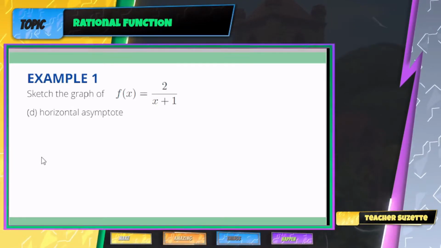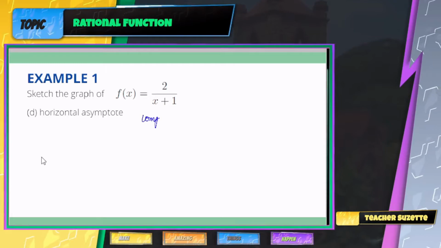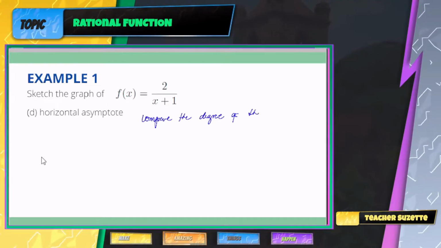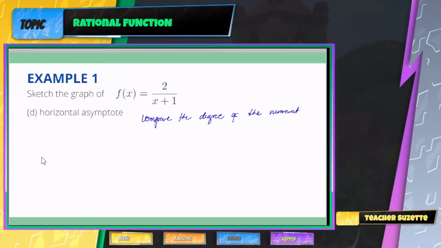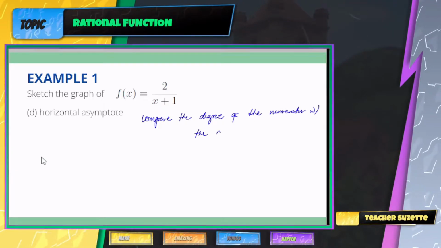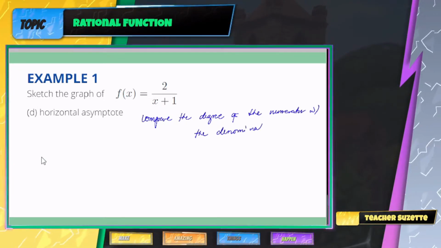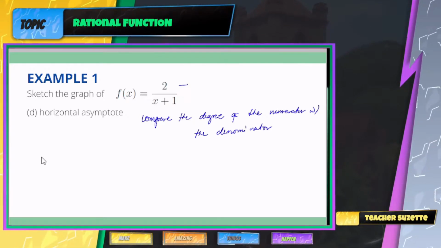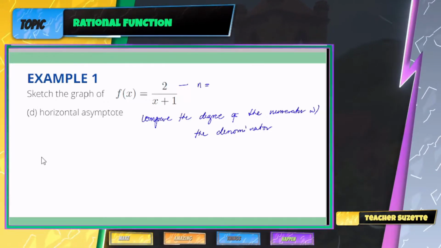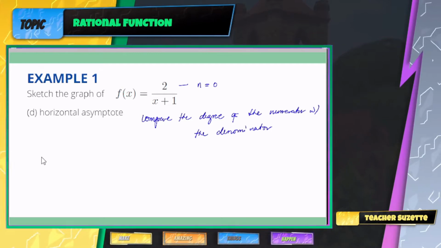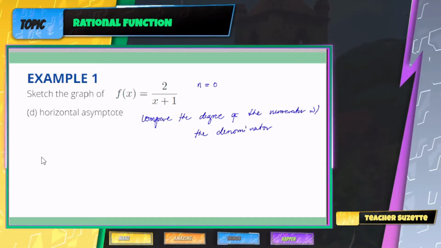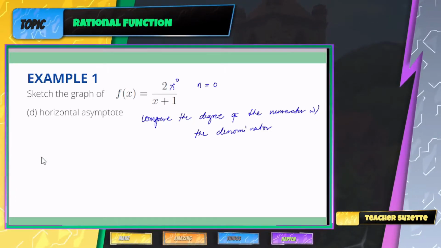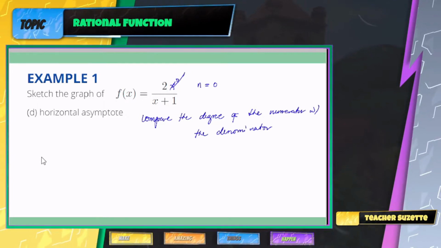So, to get the horizontal asymptote, we have to compare the degree of the numerator with the denominator. So, for this instance, ang numerator natin is constant lang. So, obviously, ang ating numerator or ang ating n dyan is 0. Why po 0? Actually, itong constant term natin, meron niyang variable which is x raised to 0. And x raised to 0 is simply equal to 1. So, therefore, hindi na po siya sinusulat.